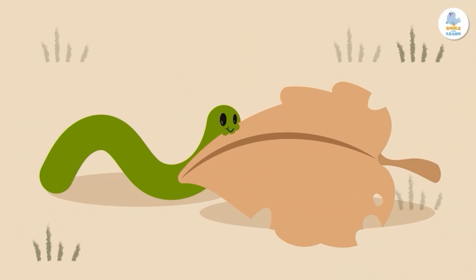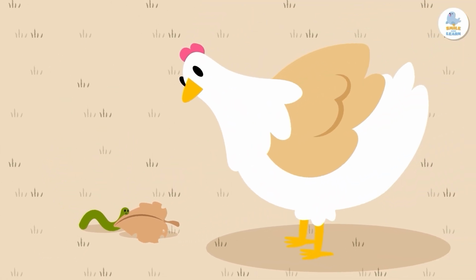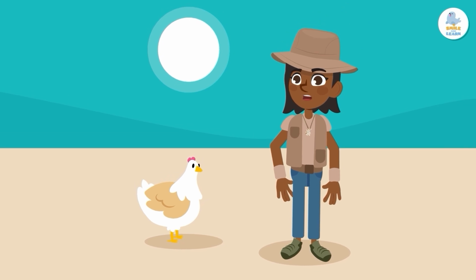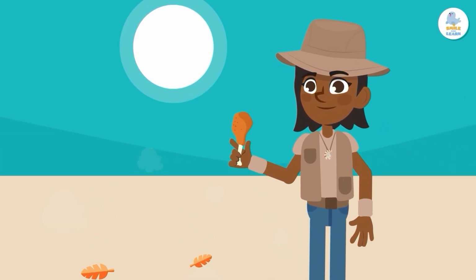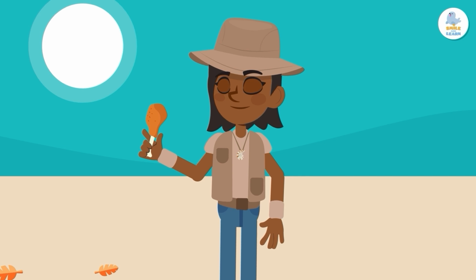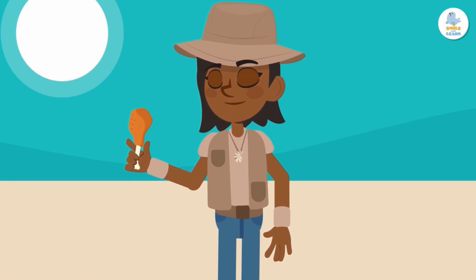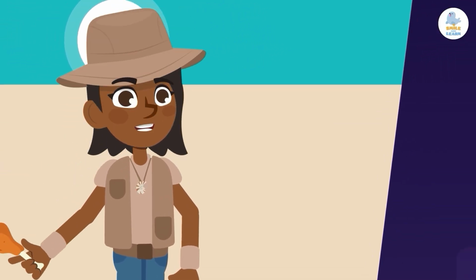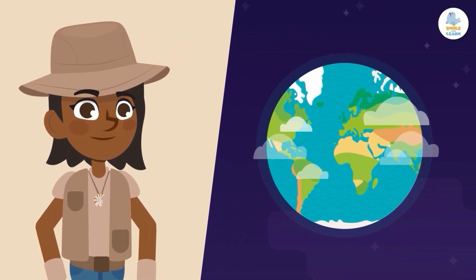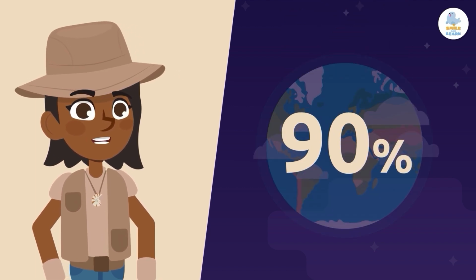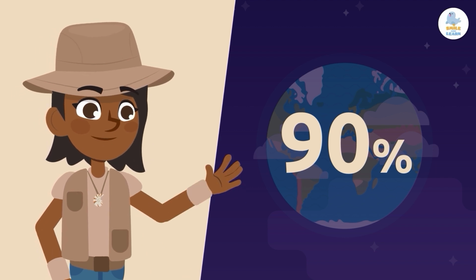Here, we can see this hungry worm eating some delicious dead stuff. Then, a chicken eats the poor worm. And later, a human eats the chicken. Wow! See? We're not too far removed from dead things in brown food chains. Brown food chains are extremely important for sustaining the Earth's ecosystems. In fact, 90% of the food chains on Earth are brown. Amazing, right?